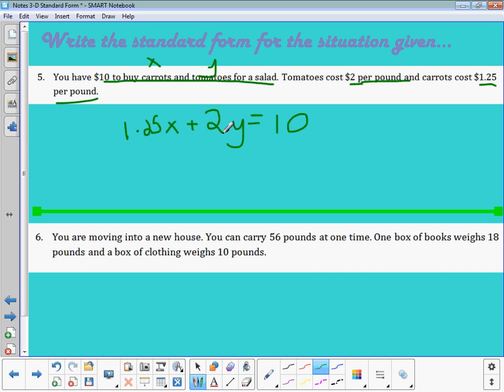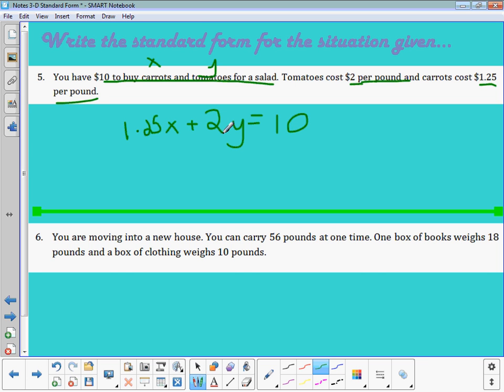So notice what I did there. I picked a variable for each one, and then I multiplied them each by their price, and I set it equal to the total. That's a lot of the stuff we're going to be doing. Whenever you're dealing with something in standard form, you're going to kind of have to be assigning two different variables, which is something we're not quite used to yet. So let's take a look at number 6.